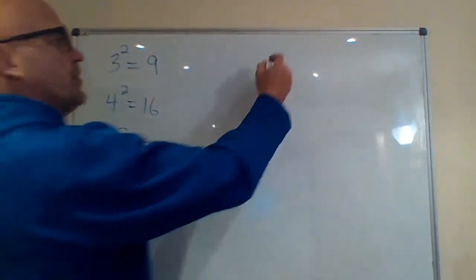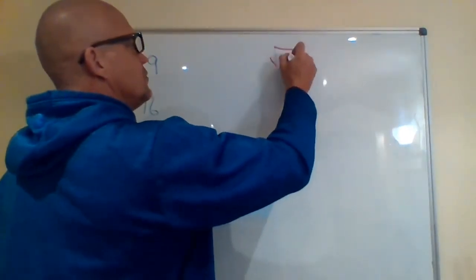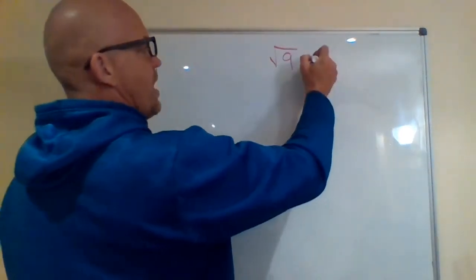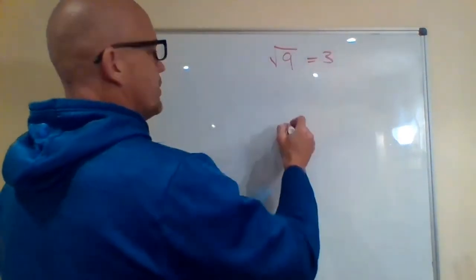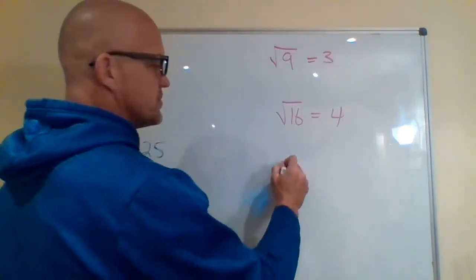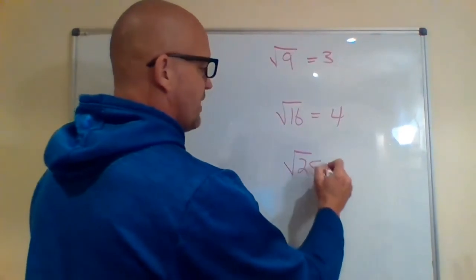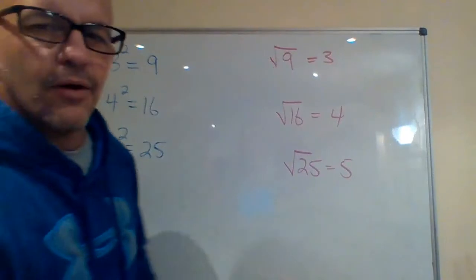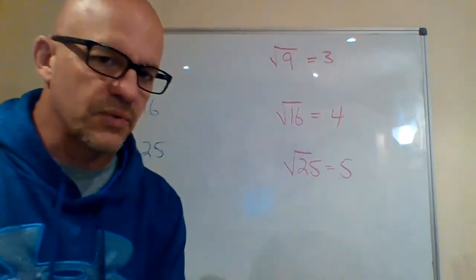If I put up the square root of 9, you can look at that and say, oh, okay, well, I know that 3 squared equaled 9, so the square root of 9 is 3. If I put up the square root of 16, it equals 4. And if I put up the square root of 25, it equals 5. Yeah, common sense, right? However, I want you to think about all of the numbers in between there.